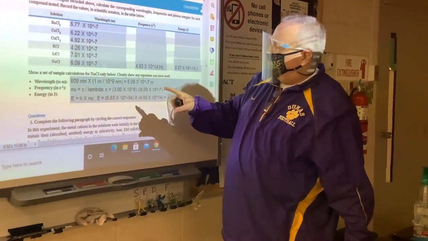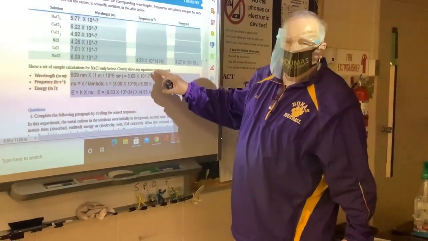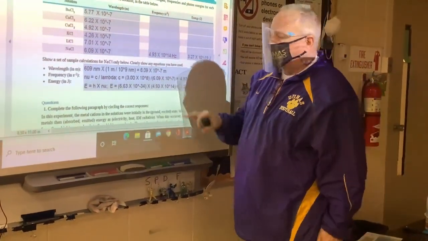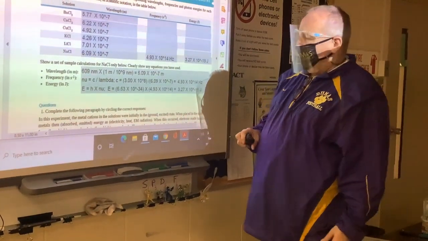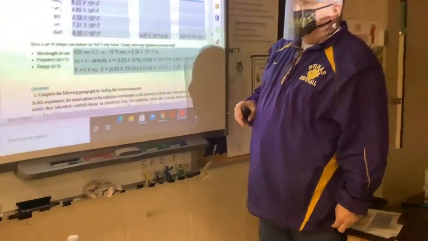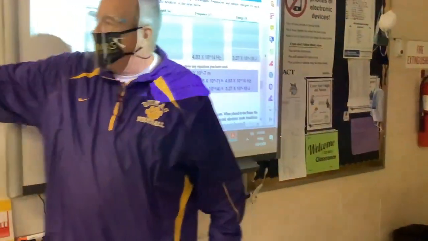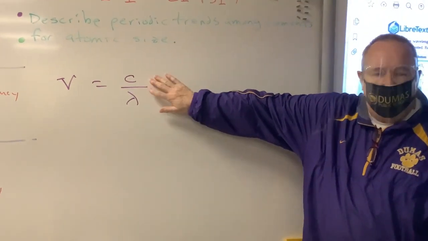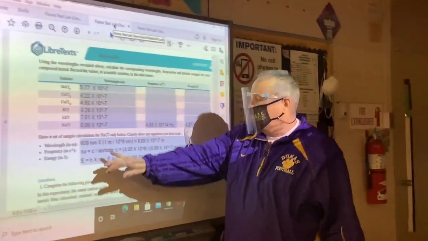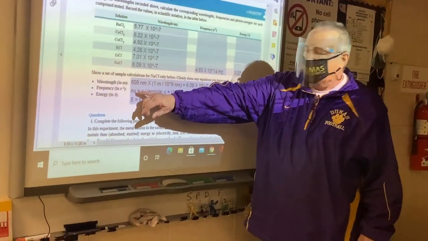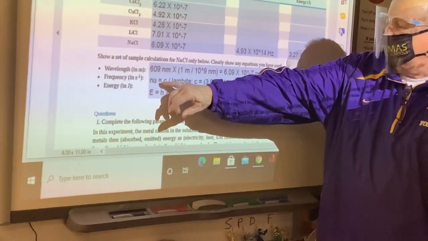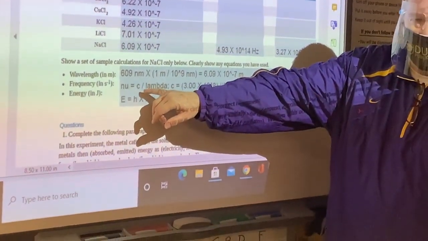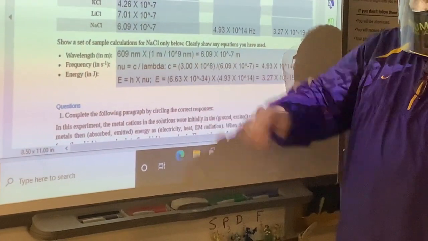What we want to do next is calculate frequency. So I'm going to continue doing it for sodium chloride, as it says here: show a set of sample calculations for sodium chloride only. They want the frequency. So we'll solve for our frequency using our wavelength and our constant speed of light. So nu, our frequency, I can't make a Greek letter nu, so I just wrote out nu, is equal to c, the constant speed of light, 3 times 10 to the 8th meters per second, divided by lambda.